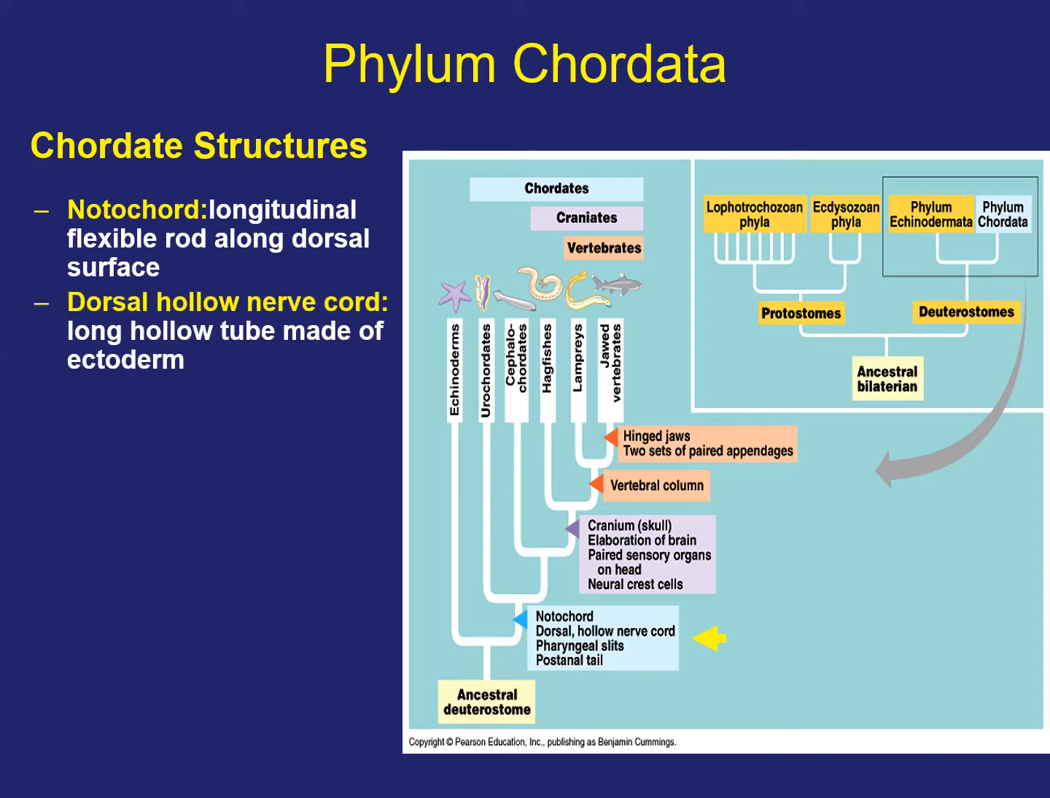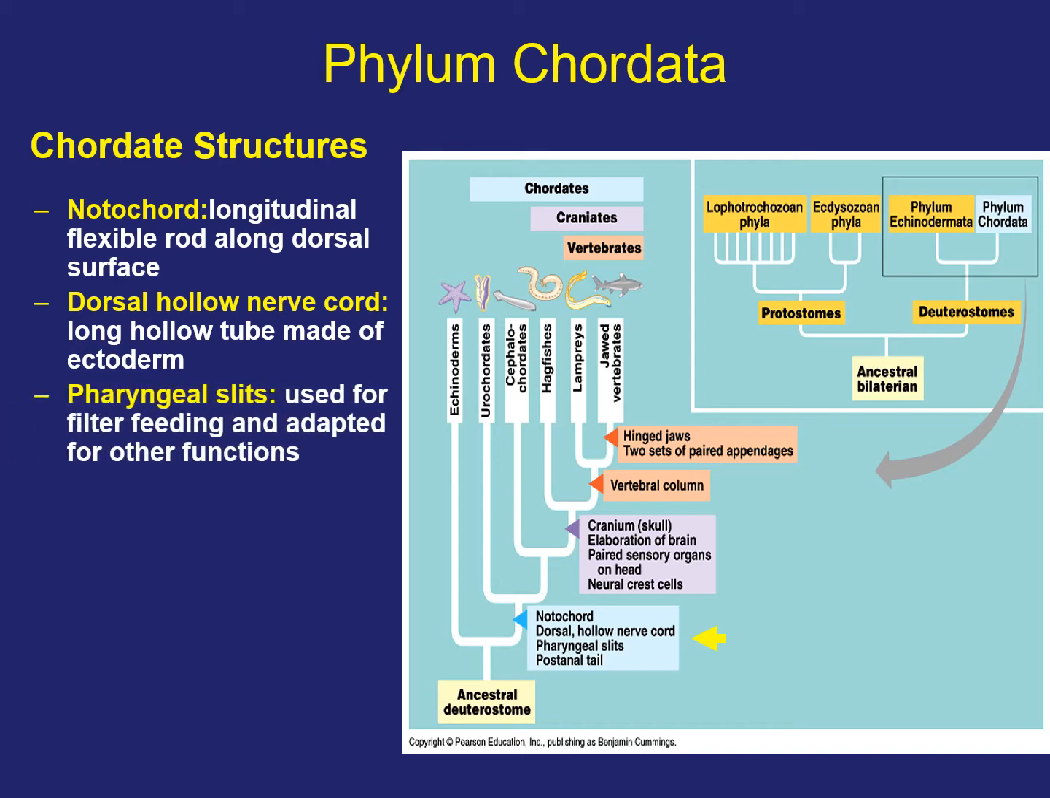We have a dorsal hollow nerve cord, so that would be the spinal cord. It is hollow in us. Our brain has some hollows inside it as well. And the reason for this is because it develops as a tube. We have pharyngeal slits. So in some of the so-called lower chordates, they're used for filter feeding. And we have this post-anal tail with its own musculature.